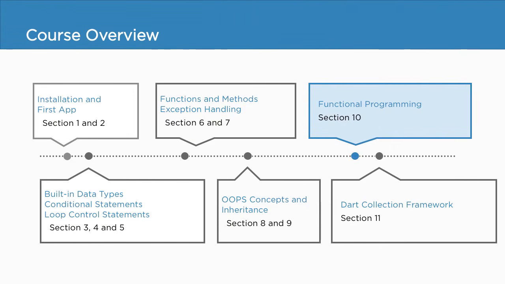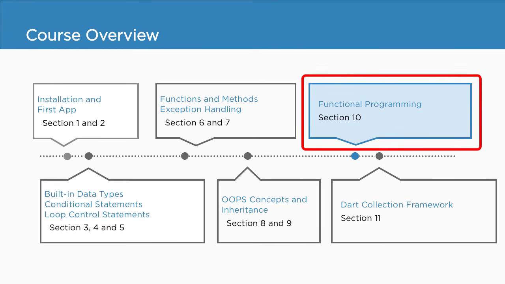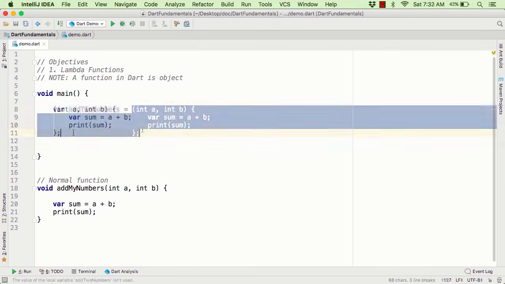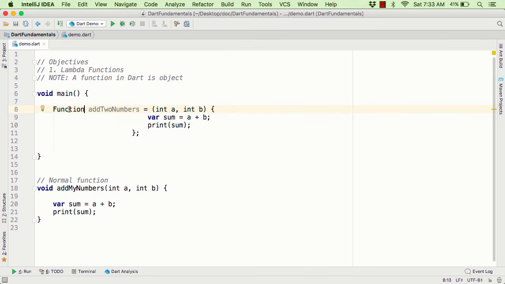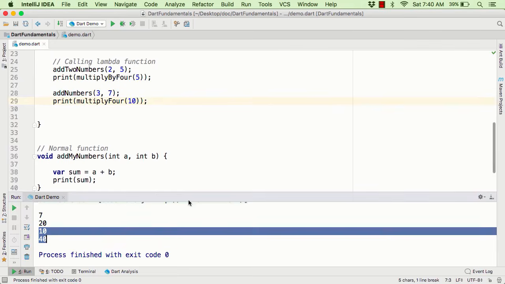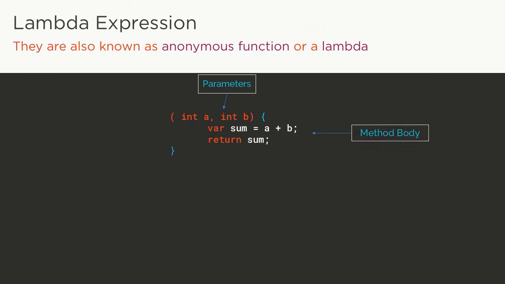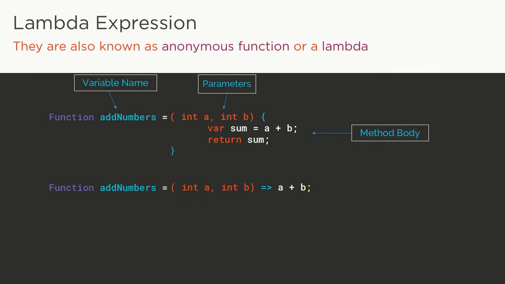Proceeding to section 10, you will dive into functional programming. Similar to any other modern programming language, Dart has excellent support for functional programming. In Dart, we treat functions as first-class objects. So you will explore what lambdas and higher order functions are, and also how to implement closures.